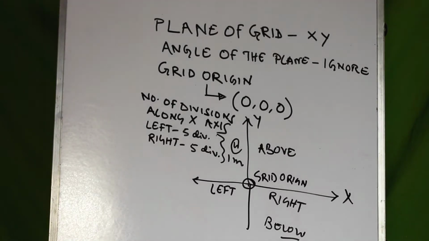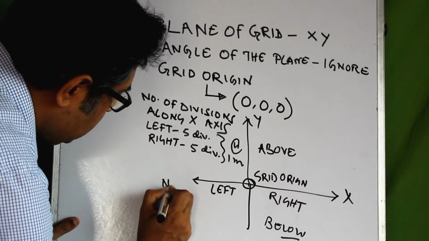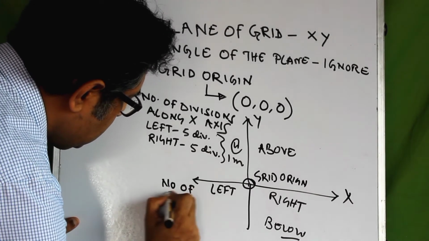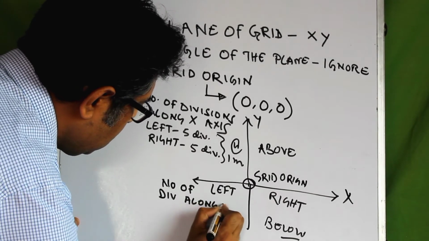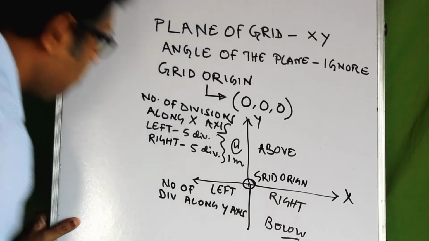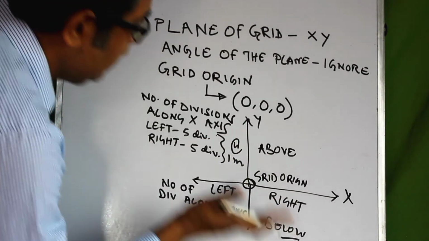Okay, and then we will also need to specify the number of divisions above the grid origin and below the grid origin along the y-axis. So number of divisions along y-axis. What would be the number of divisions along y-axis? As per our requirement, we do not need any division below the grid origin.